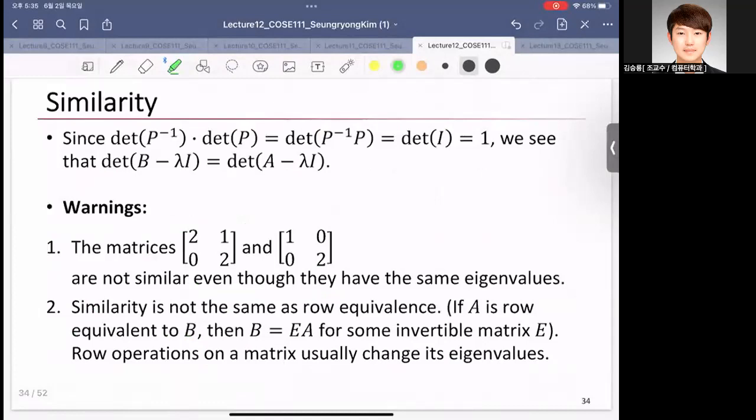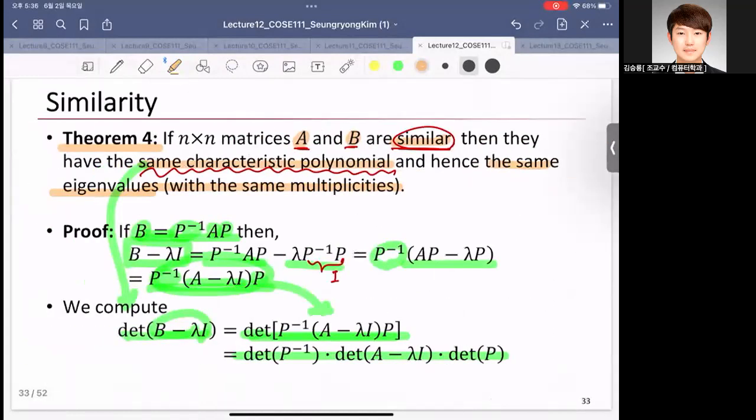And again, determinant of P inverse times determinant of P is going to be the determinant of P inverse times P, because P is invertible. P inverse times P is going to be the identity, so it's going to be 1. So the determinant of P inverse A P minus lambda I is equal to the determinant of A minus lambda I, right? In other words, if two matrices are similar, they have the same characteristic polynomial, so they have the same eigenvalues. That's Theorem 4.